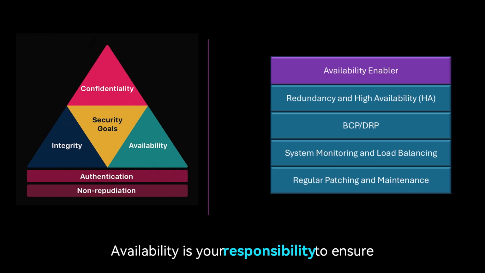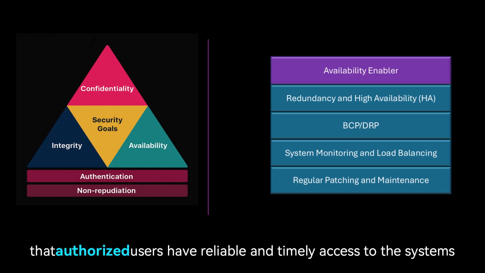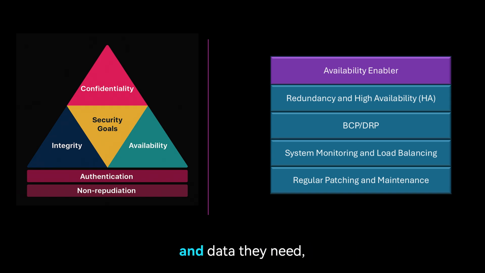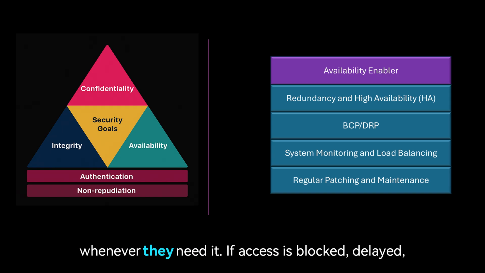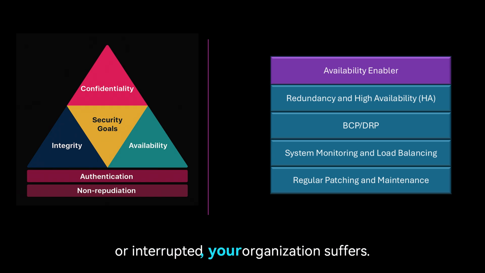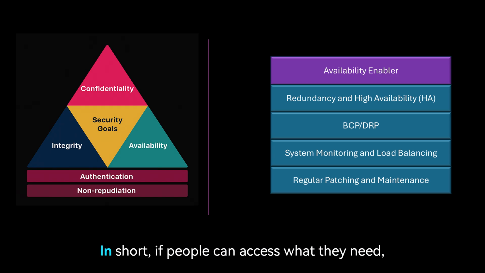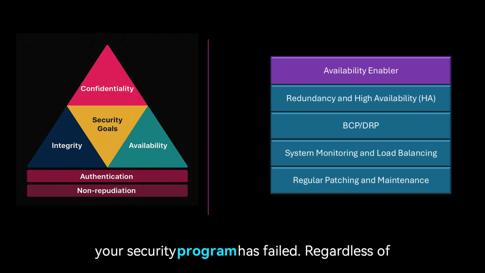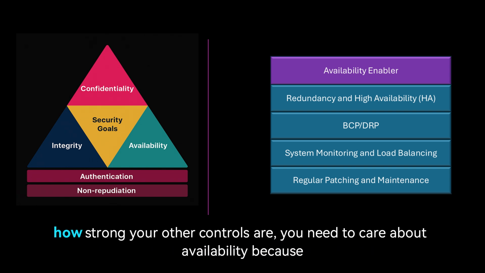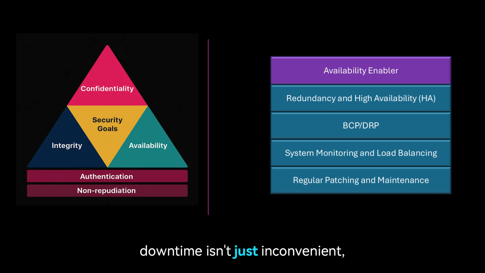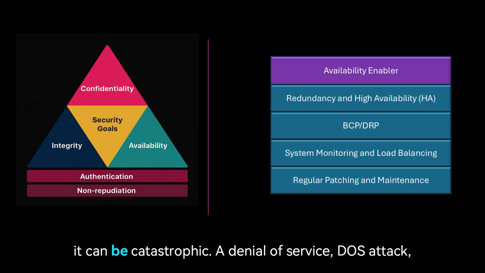Availability is your responsibility to ensure that authorized users have reliable and timely access to the systems and data they need, whenever they need it. If access is blocked, delayed, or interrupted, your organization suffers. In short, if people can't access what they need, your security program has failed, regardless of how strong your other controls are. You need to care about availability because downtime isn't just inconvenient, it can be catastrophic.